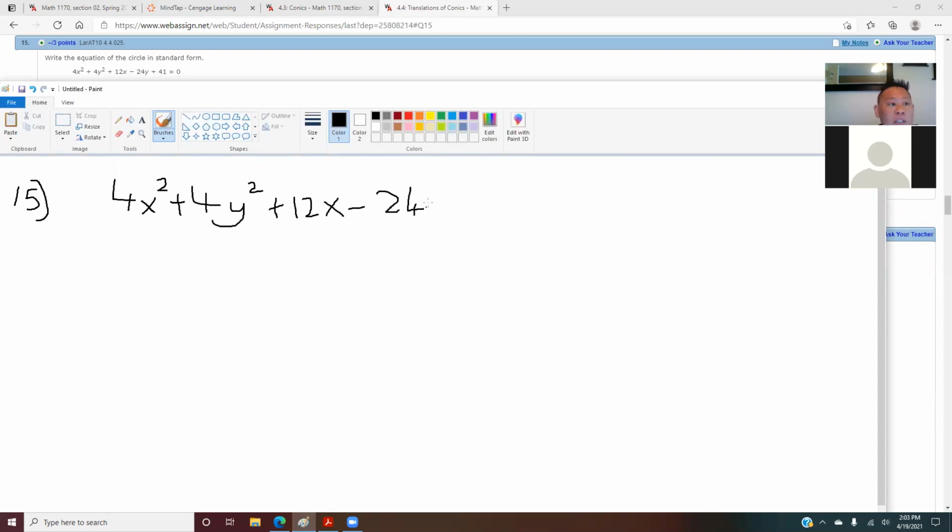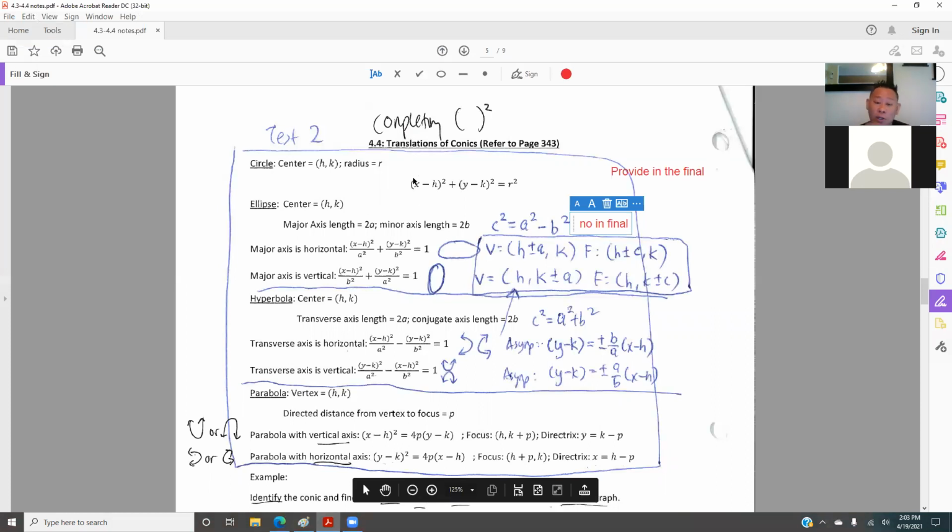I just want to point out to you guys the equations that I give in the test. In order for you to have a circle, the main part of the circle is x squared plus y squared, both squared and added, and you get a radius squared. So this is a circle.